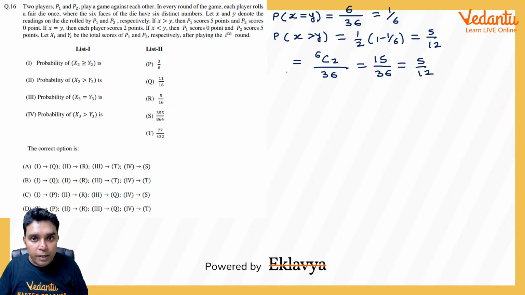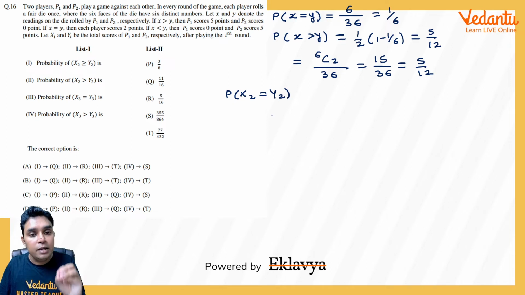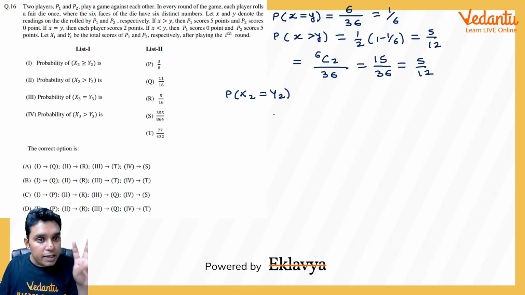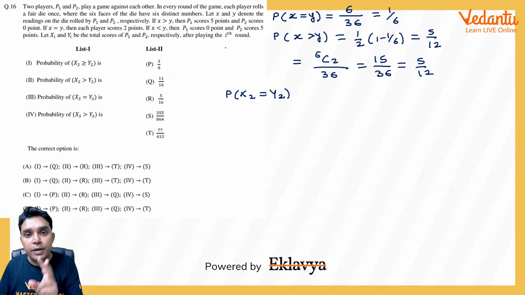So that is the probability of X equal to Y, or X less than Y, or X greater than Y. Now, they are asking the probability of X2 greater than or equal to Y2. I will first find the probability of X2 equal to Y2. That means both players are going to get the same score at the end of two games. Xi, Yi is the total score after playing the ith round. So after completing two rounds, their scores should be the same. So how is it possible?